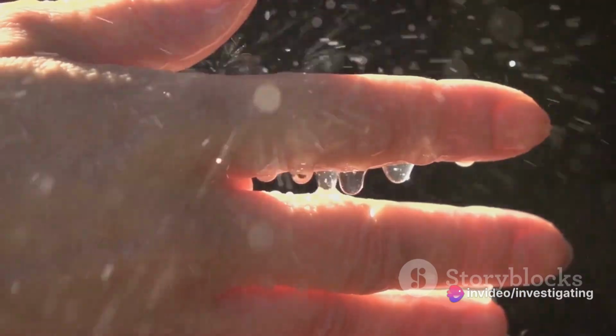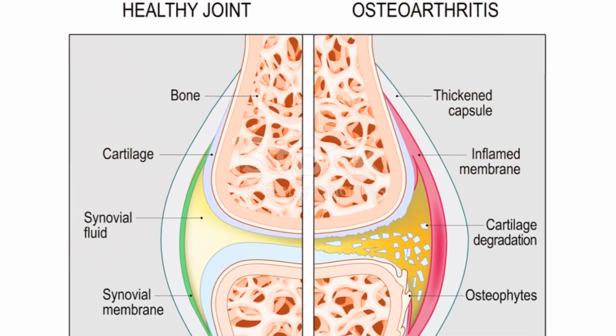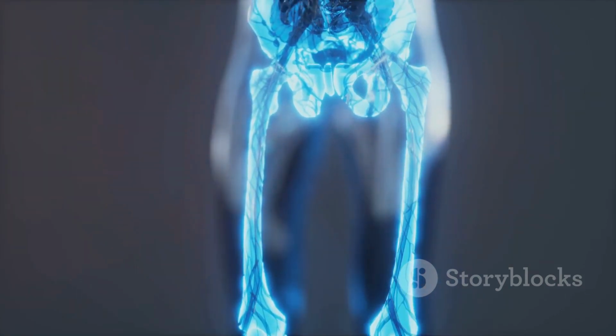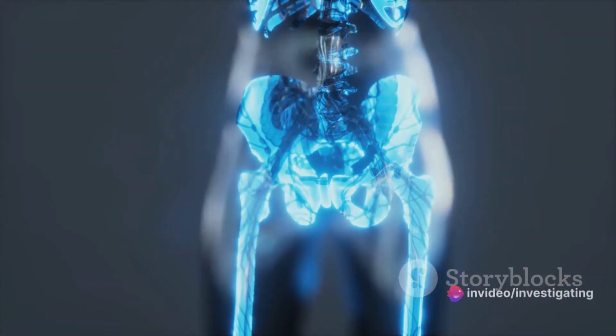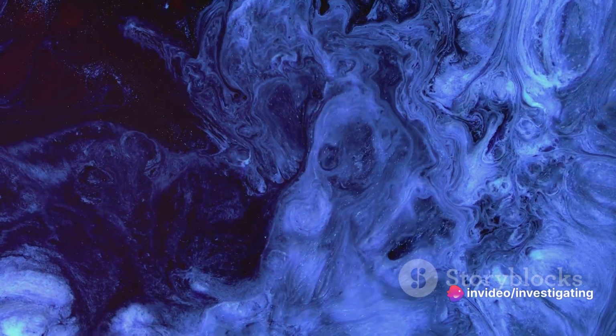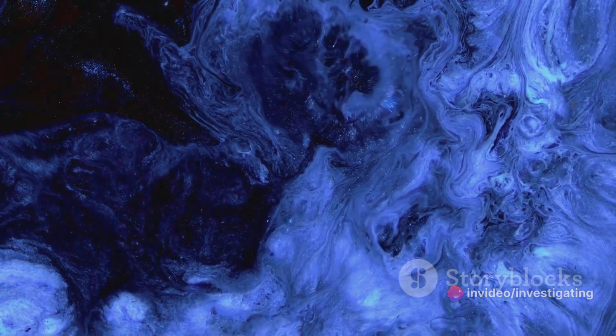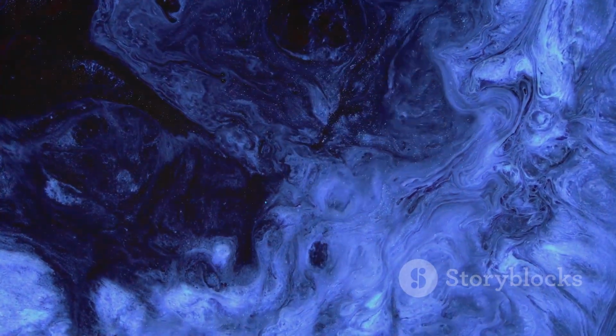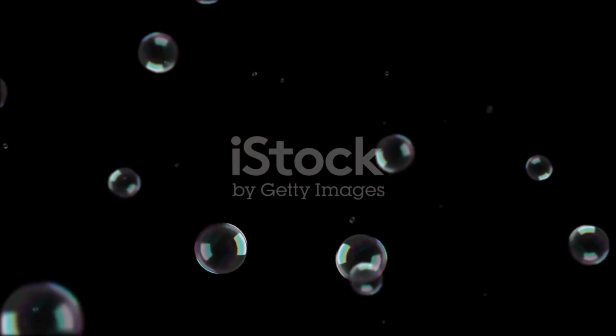Here's how it works. The synovial fluid that lubricates your joints contains dissolved gases like oxygen and nitrogen. When you stretch or bend your joint, you increase the volume of space in which the synovial fluid resides. This sudden increase in volume lowers the pressure, causing the dissolved gases to come out of solution and form bubbles. This process is known as cavitation.